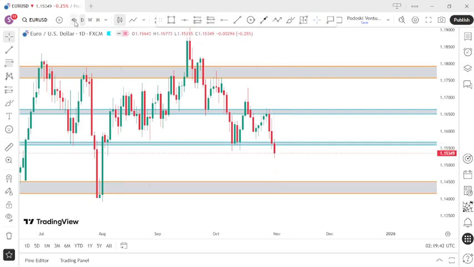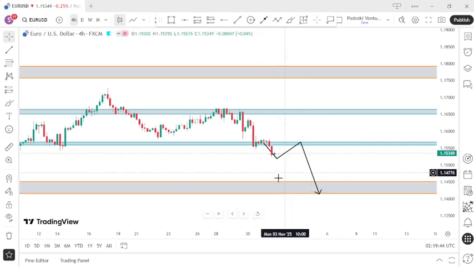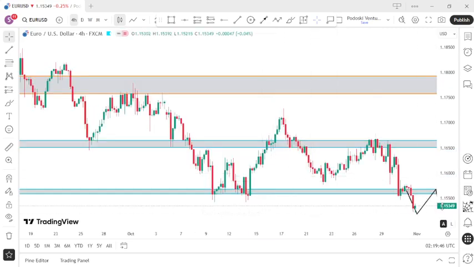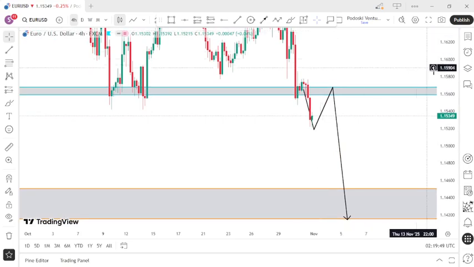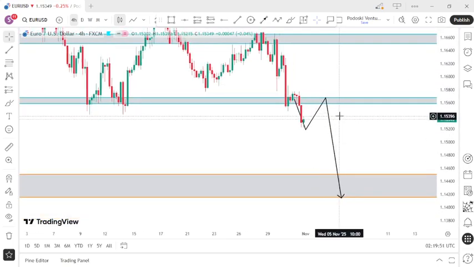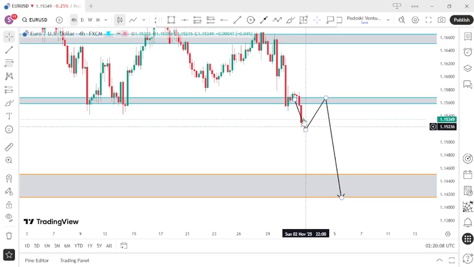So let's move on to the 4 hour and see what's there. Like I said, on the daily time frame, price is breaking the zone. So what you have to do is wait for a retest before we take a sell on Euro USD, and that is exactly what you can get on the 4 hour. Since price has broken the zone, all you can do is wait.